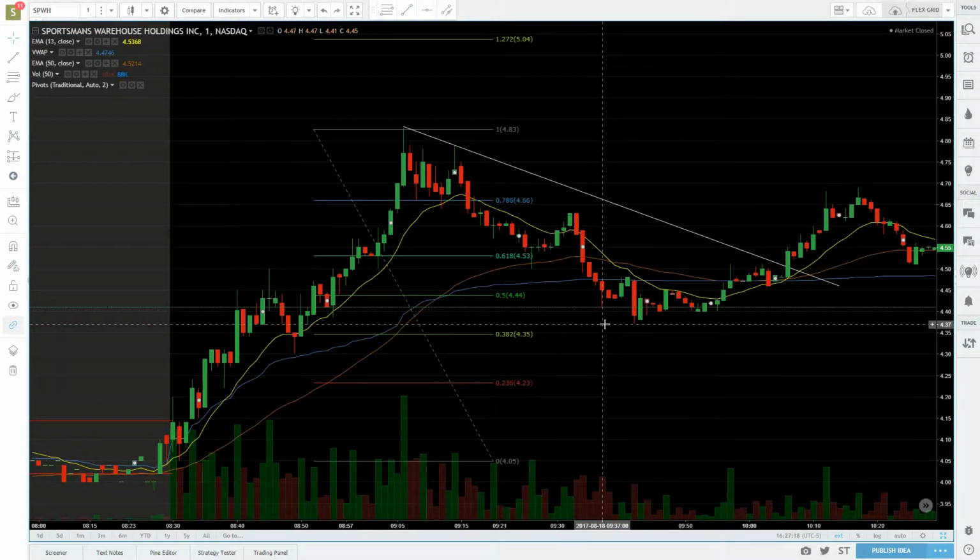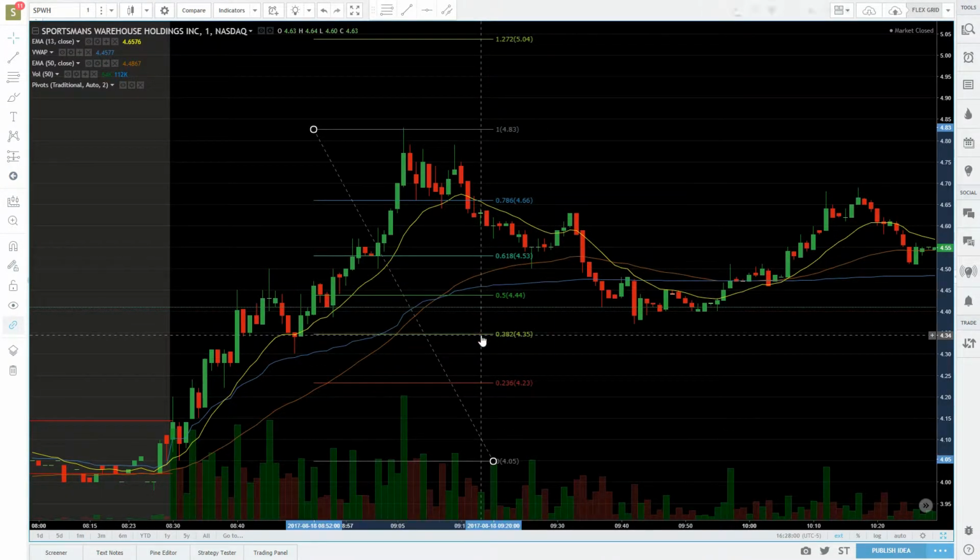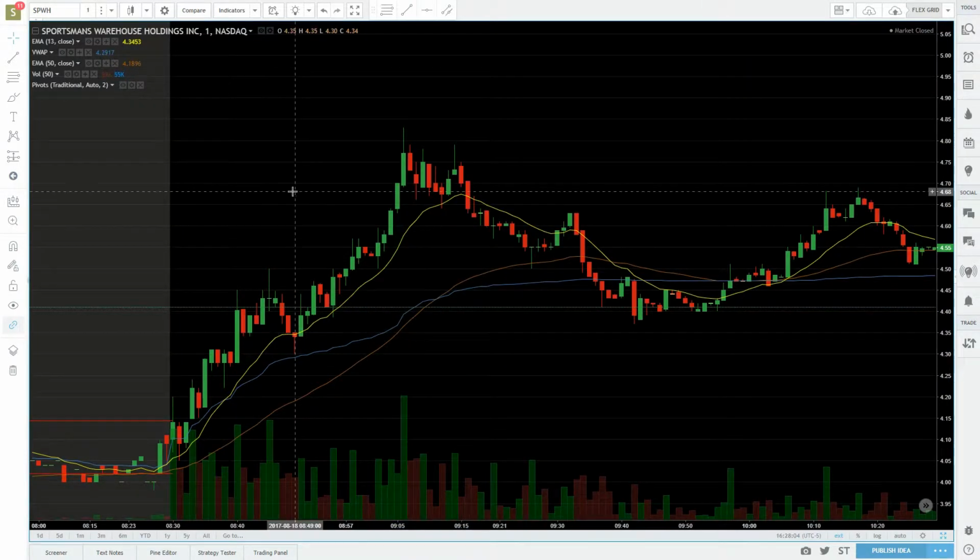Now this one obviously went a little further. It's probably closer to about a 40% retracement of the move. So that's just one way you could play it to maximize where you could take profit. Now, I can't tell you that this is going to work in every single situation.